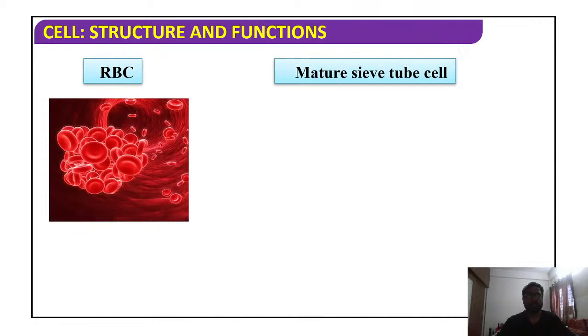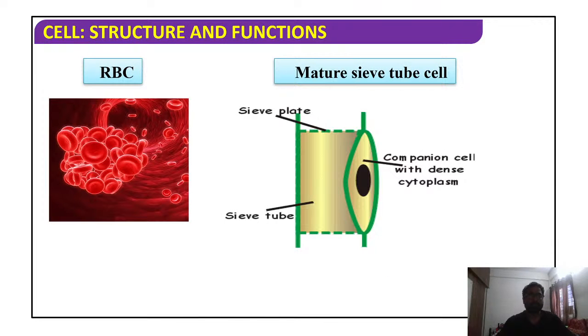You see students, RBCs don't have a nucleus. Sieve tube cells do not have a nucleus. RBC is anucleated, right? And sieve tube cells, you see students, don't have any nucleus. This is the companion cell. So companion cells have a nucleus, not sieve tubes. This is very important, you have to keep it in mind. The pressure gradient in sieve tube cells is controlled by the nucleus of companion cells. That you already studied.